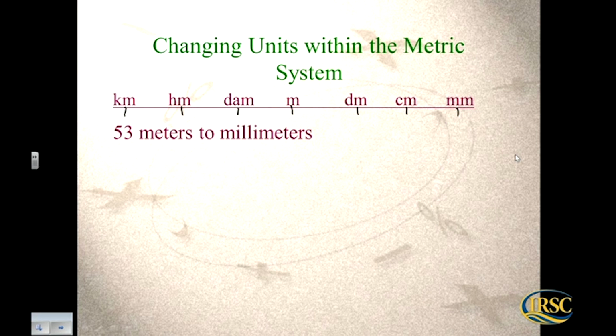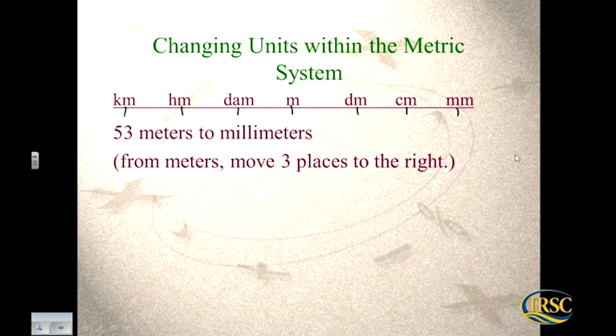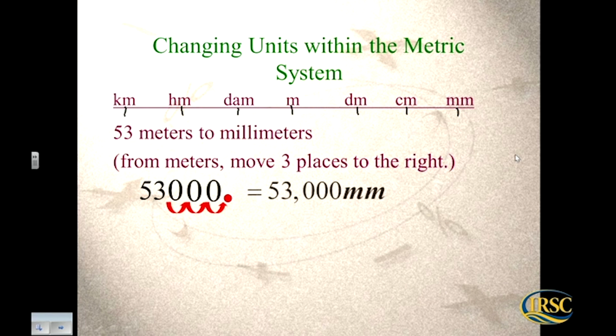Do you see a decimal in 53? No, so you assume that it's behind the 3, at the end. Okay, so from meters, we're moving 3 places to the right. And right now, our decimal is at the end. So 3 places to the right would put our new decimal here. And then whenever you have little blank spaces, you're supposed to fill in a 0 into those spots. Okay, so that gives us 53,000 millimeters. So 53 meters is the same as 53,000 millimeters.